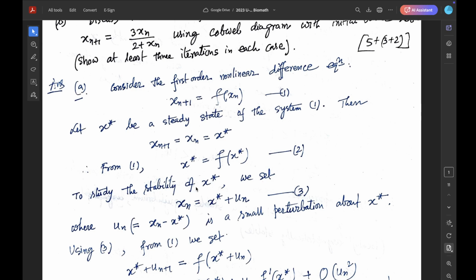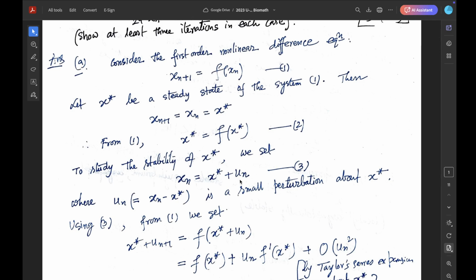To study the stability of x star, we set x_n = x star + u_n, where u_n, that is x_n minus x star, is a small perturbation about x star. Using 3 in 1, we get x star + u_{n+1} in place of x_{n+1}, which is equal to f of x star + u_n.